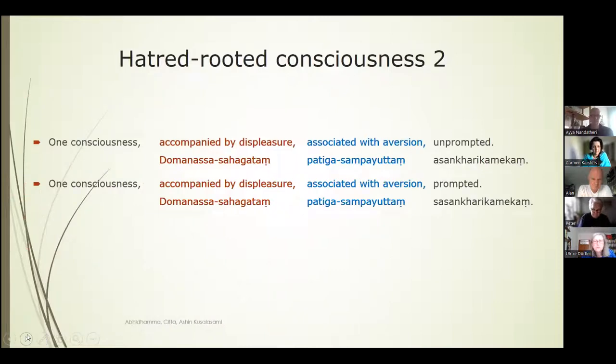And the next group is hatred-rooted consciousness. This one is accompanied by displeasure. Accompanied by displeasure is the same. And this one also the same, associated with aversion, sorry, I have to change that: associated with aversion as well, the same. Only here is different, unprompted and prompted. I hope you remember these two words, unprompted and prompted.